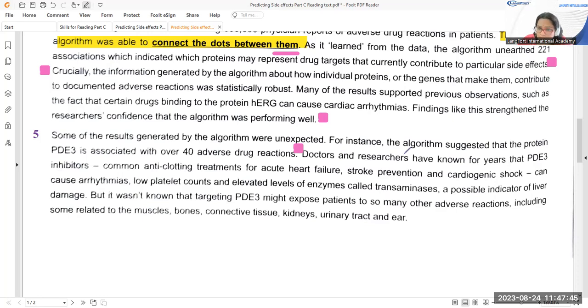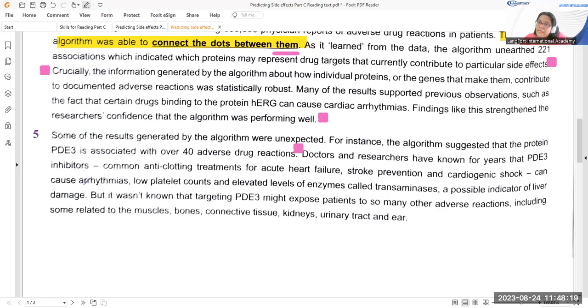The doctors and researchers have known for many years that PDE3 inhibitors are the common drug treatment for acute heart failure, stroke prevention, and dealing with cardiogenic shock. These can cause arrhythmias, low platelet counts, and elevated levels of enzymes called transaminases, a possible indicator of liver damage.